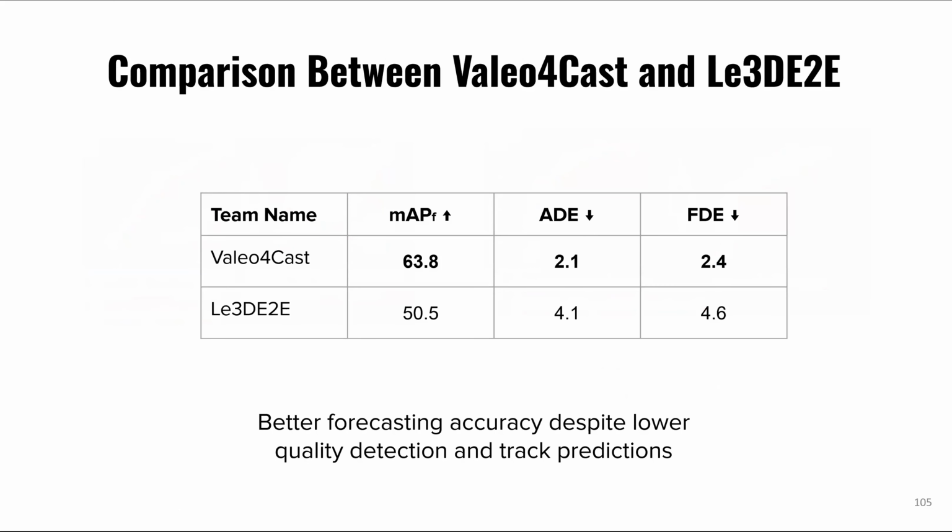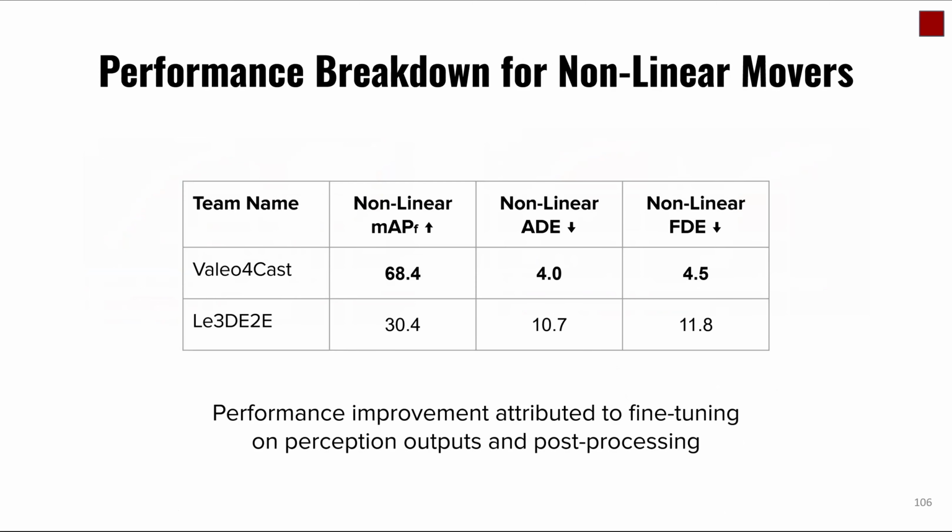Okay, so we can compare the performance between Vallejo Forecast and LE3D E2E, and we see a substantial improvement in performance. So despite Vallejo Forecast having lower quality detection and track predictions, they're able to get 13% higher mAPF compared to the second place team. And the performance really translates to nonlinear movers, where they're able to get more than 38% improvement.